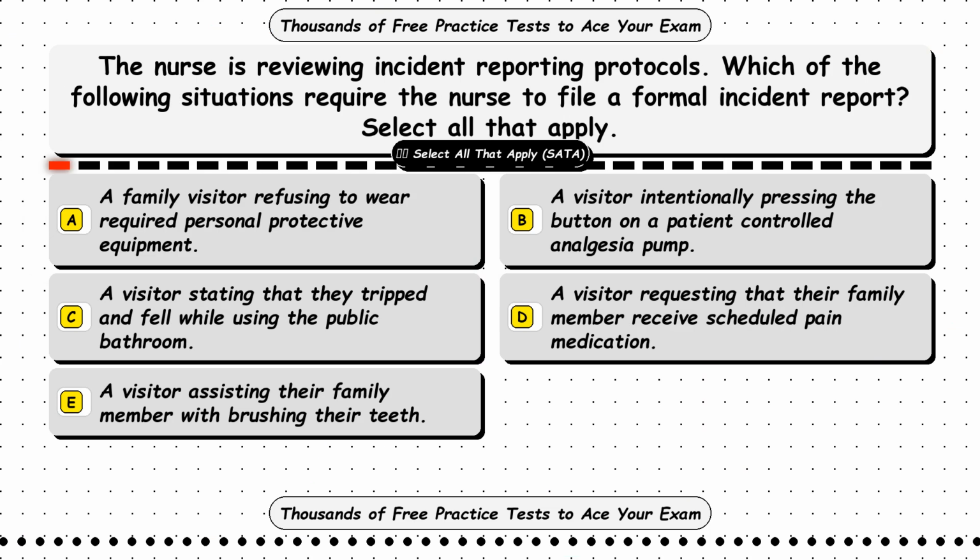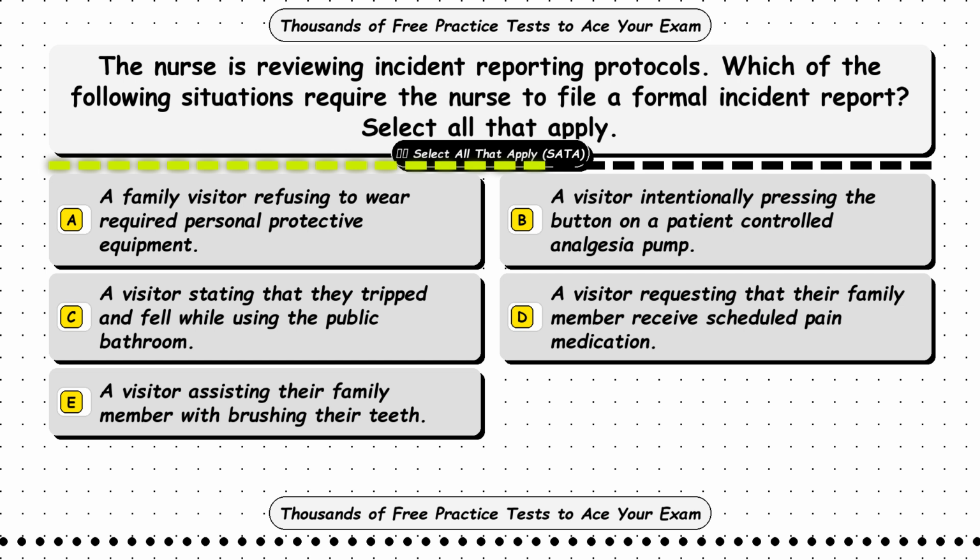Question 37. The nurse is reviewing incident reporting protocols. Which of the following situations require the nurse to file a formal incident report? Select all that apply. Option A. A family visitor refusing to wear required personal protective equipment. Option B. A visitor intentionally pressing the button on a patient-controlled analgesia pump.